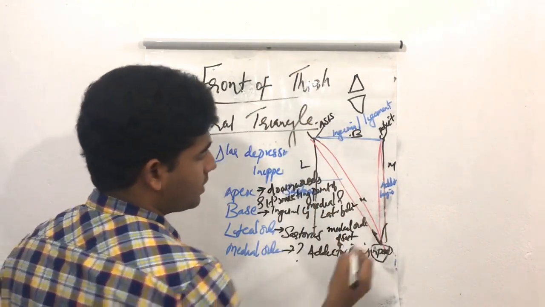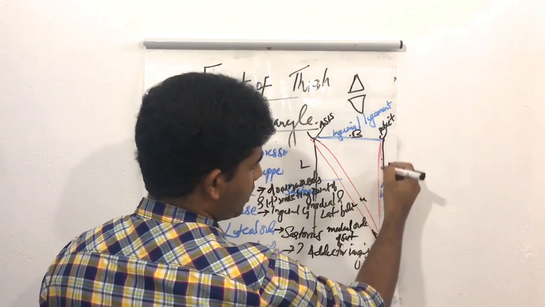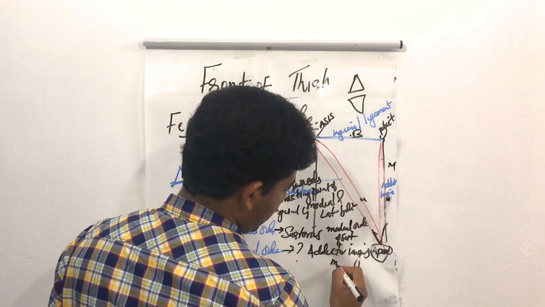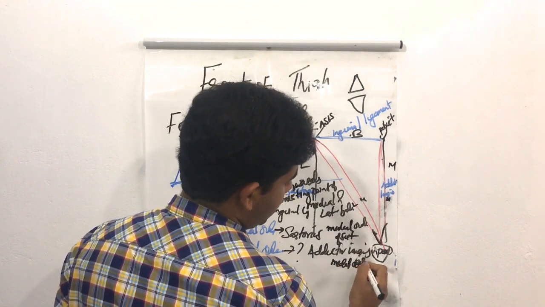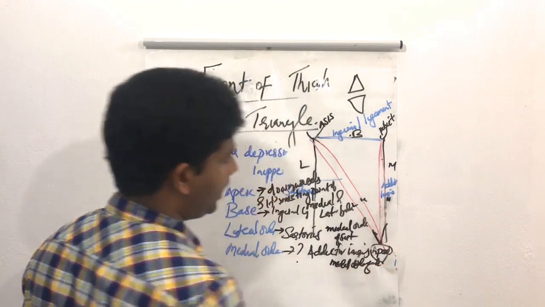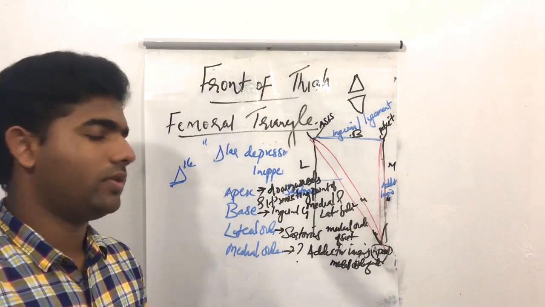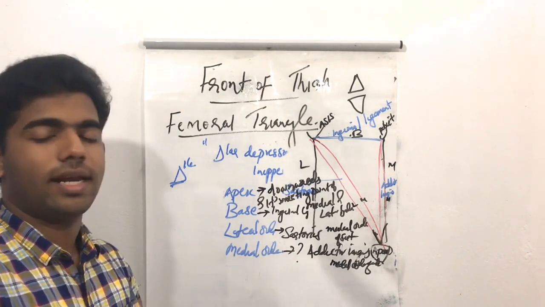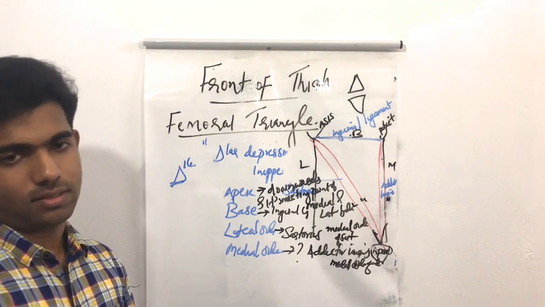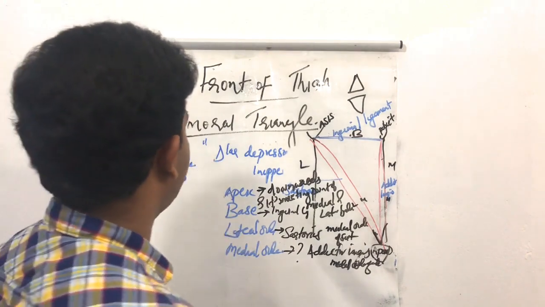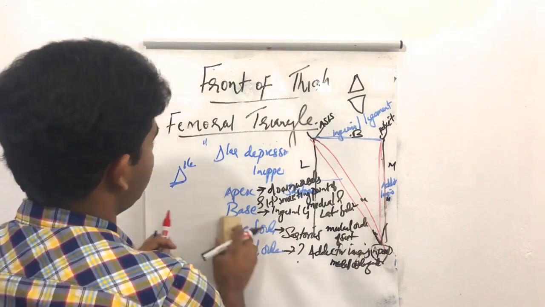And adductor longus muscle. See, this is the adductor longus muscle. Which side? The medial side. This is the medial side. So the medial side of adductor longus muscle. Okay, that's it. If you want to be specific, you can be specific. Otherwise, no problem. Just write sartorius and adductor longus muscle. Okay. That is the general introduction about the femoral triangle.